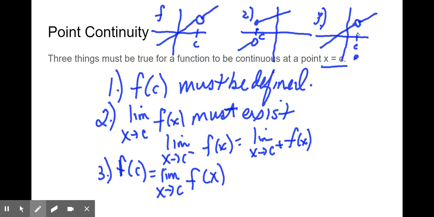Again, remember, this is just considered a hole discontinuity because if I can move this point, I'd be good. But it is still a discontinuity. It's removable, but it's still a discontinuity. So we would say a function like this is discontinuous at x equals c. Okay? So those are the 3 things that have to be true for a function to be continuous at a point called x equals c.